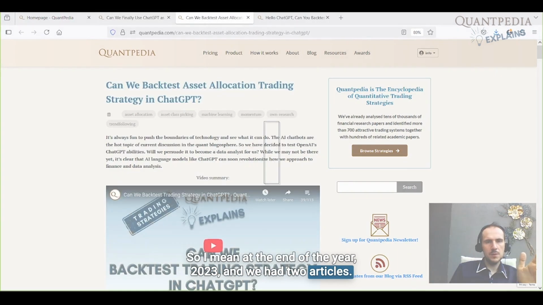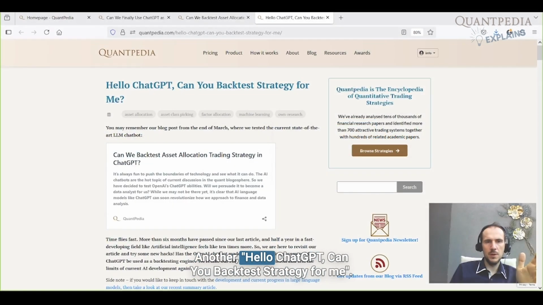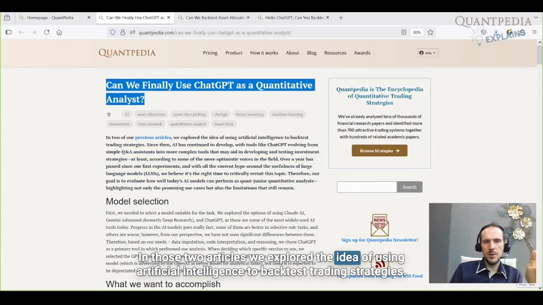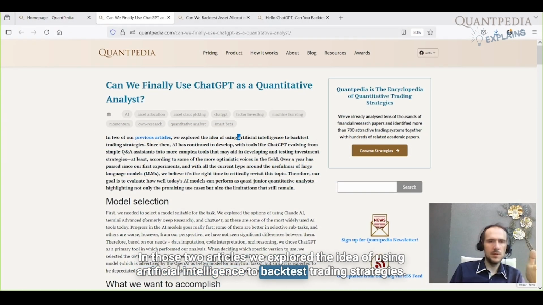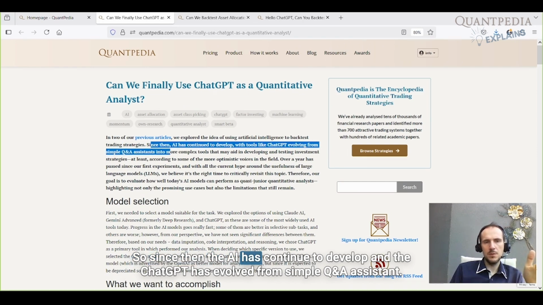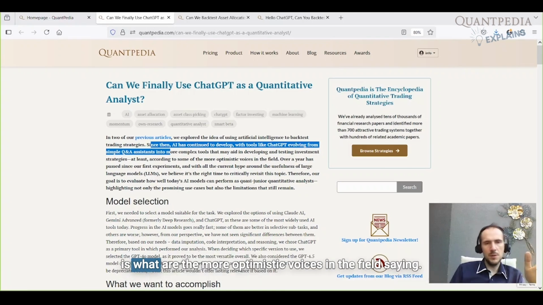we had two articles. The first one was, can we backtest asset allocation trading strategy in ChatGPT, another, hello ChatGPT, can you backtest strategy for me? In those two articles we explored the idea of using artificial intelligence to backtest trading strategies. About 18 months is a long time, so since then the AI has continued to develop and ChatGPT has evolved from a simple Q&A assistant. Right now it's a more complex tool and it can aid in the developing and testing of investment strategies, or at least this is what the more optimistic voices in the field are saying.